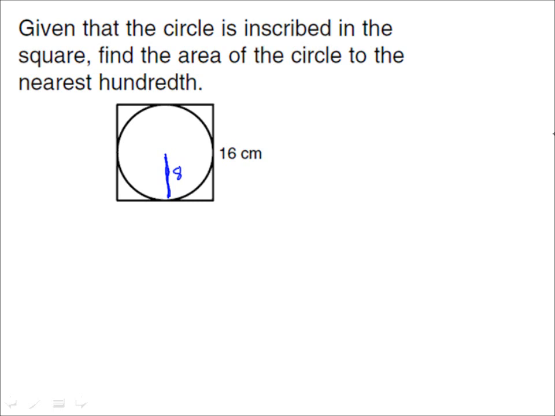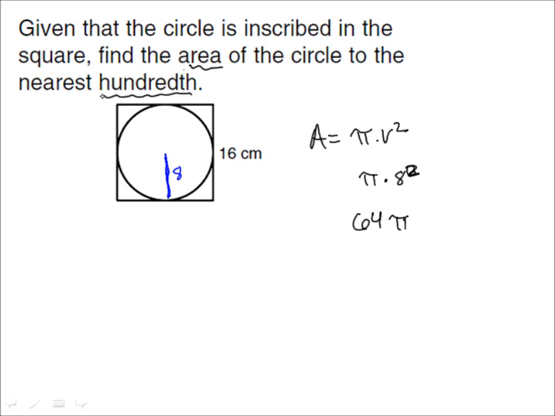And I'm asked to find the area of it. The area of a circle is equal to pi times the radius squared. And if my radius is 8, the area will equal pi times 8 squared. And 8 squared is 64, so you could write the area as 64 pi if you wanted to express it in terms of pi, but this says write your answer to the nearest hundredth.